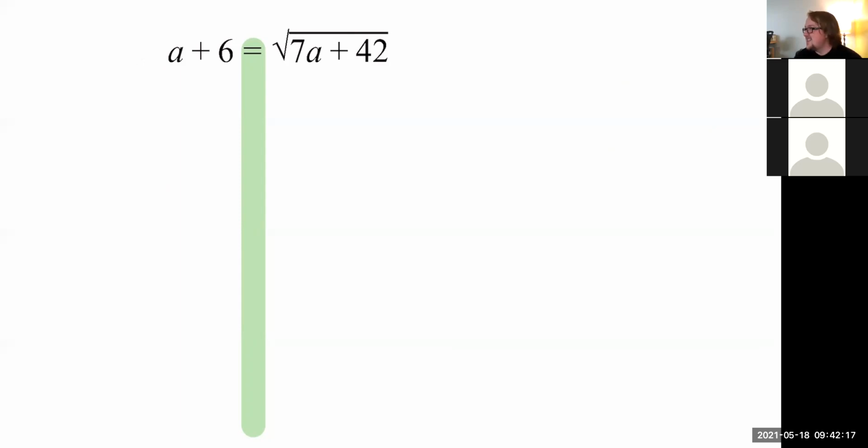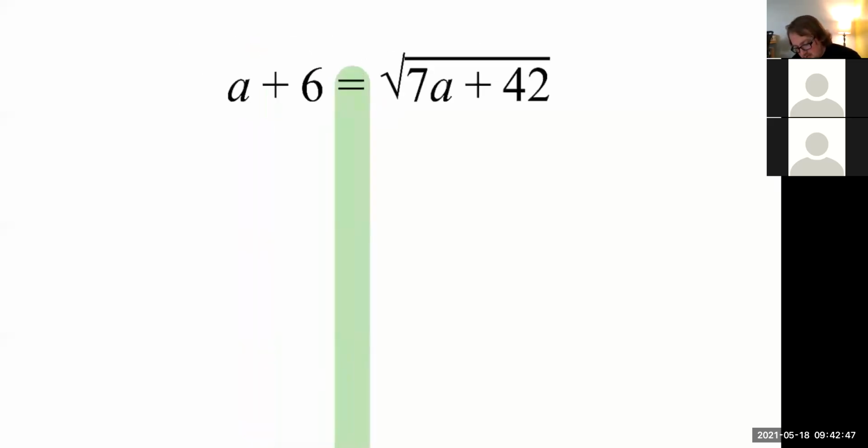Step 1, isolate the radical. This one happens to be on the right-hand side. Is there anything else on the right-hand side that needs to move? I'm seeing some no's. It's already one whole piece. The whole radical is already isolated on the right-hand side. So step 1 is essentially completed for us. So what's step 2? Square both sides.